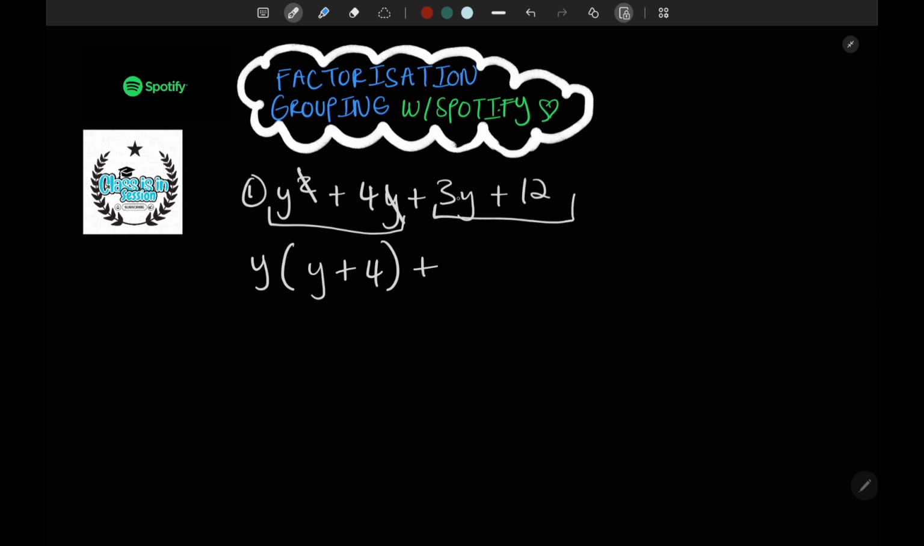now we move to the last two terms. We have 3y plus 12. What is common here? 3, that is the highest common factor. So 3, open a bracket, 3 divided by 3, 1. We're left with y plus 12 divided by 3, 4. You have y plus 4 and y plus 4 here.